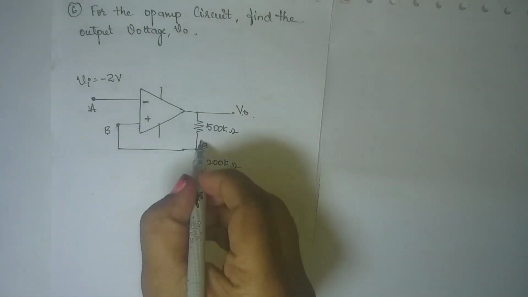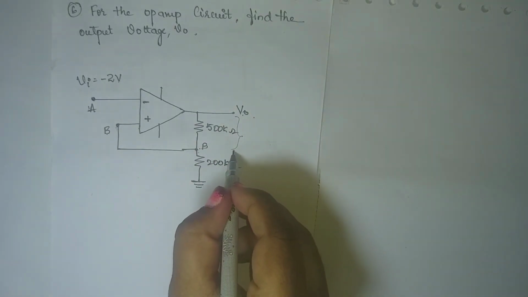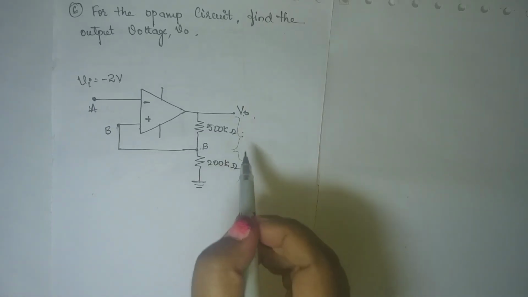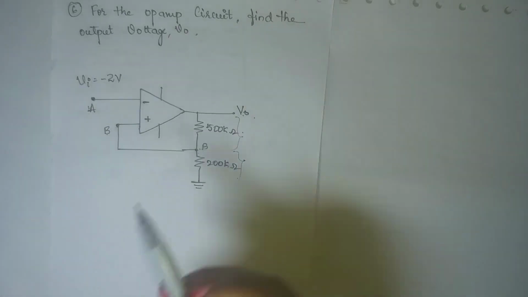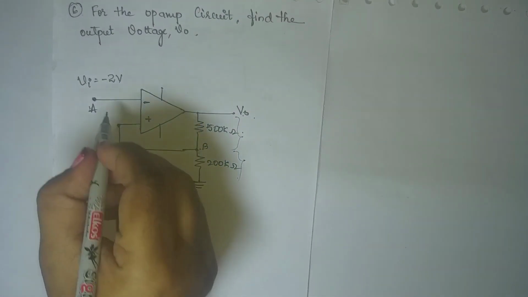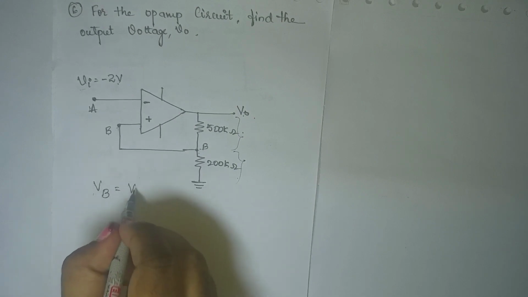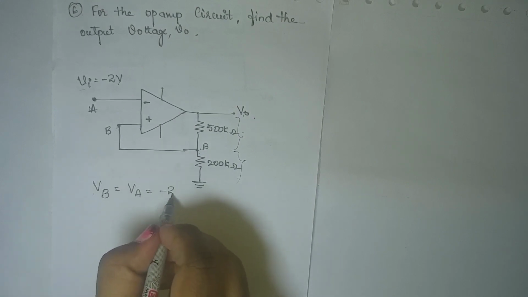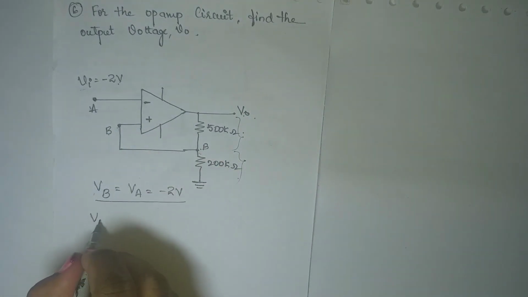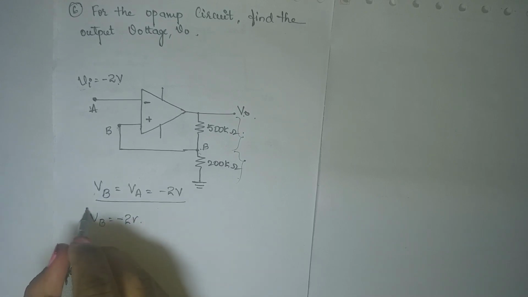To find V0, I need to know the resistance across this resistor and the voltage drop across it. If you find that out, you can finally find V0. So what is the potential at B? It is equal to the potential at A. VB equal to VA, which is equal to minus 2 volts.